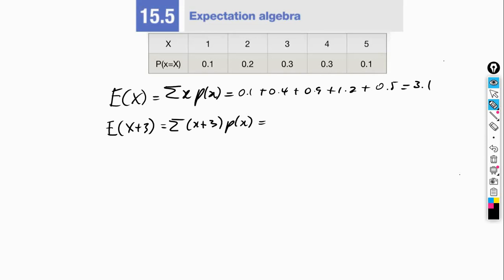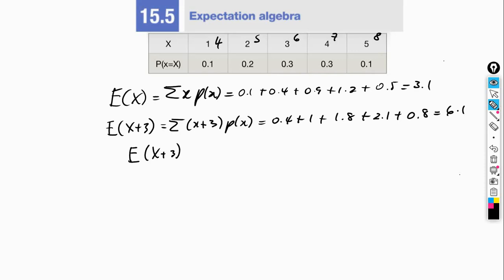So that means that this is going to be now 4, this is going to be 5, 6, 7, and 8. So the new expected value would be given by this sum. And this effectively will give us 6.1. So in other words, notice that this means that the expected value of x plus 3 is going to be equal to the expected value of x plus 3.